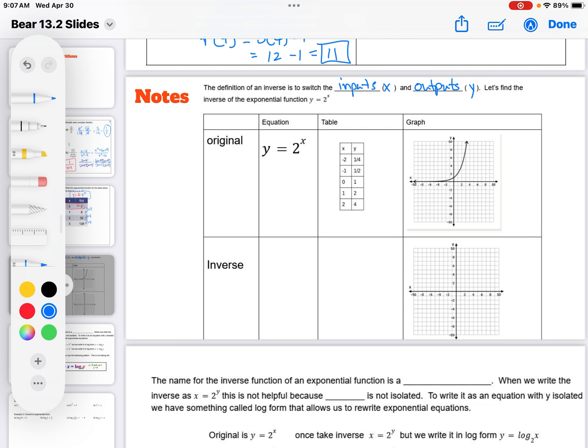So we're going to look at this function y equals 2 to the x. So you can see we've got the equation. This is exponential, by the way. We have our table of values, so what we would get when we plug in different x values to that function. And our graph looks like the graph that we see here. I'm going to make note of some points that are on this graph.